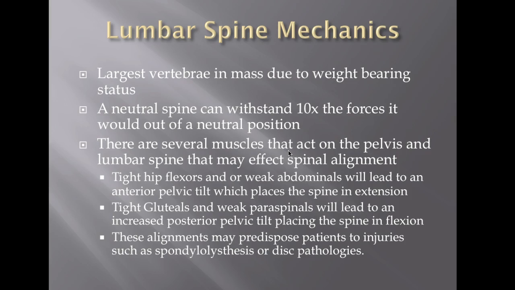It says a neutral spine can withstand 10 times the forces it would out of a neutral position. So for example, if your spine is not bent over, is not in extension, is just straight, you can put 10 times the weight that you normally can if you are in slight flexion.